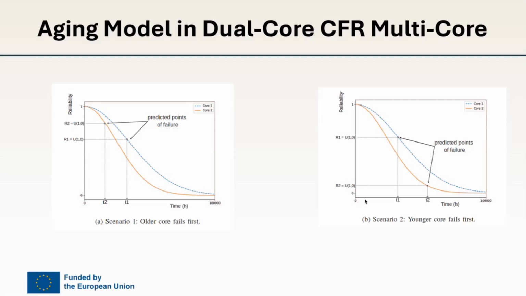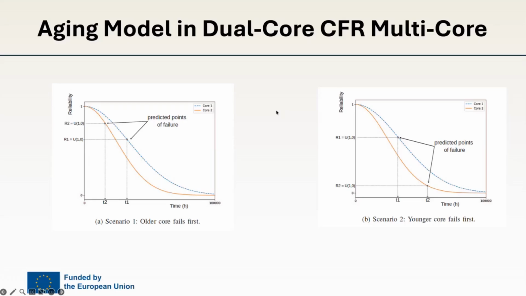So in this particular example, what we are seeing is the reliability curve of a dual core processor, and one core has more aged than the other core because it has a steeper reliability curve. So now two things can happen in this multi-core processor. One is that in the next instance, when we are simulating, an older core fails first. On the other side, a younger core could fail first just by the randomness of the simulations. So we have to cater for both of these cases.